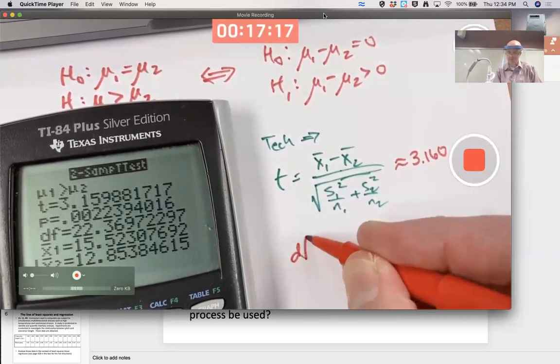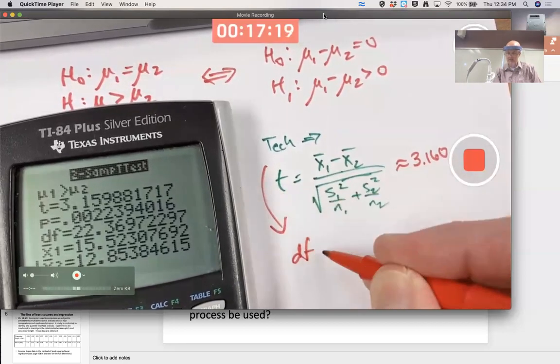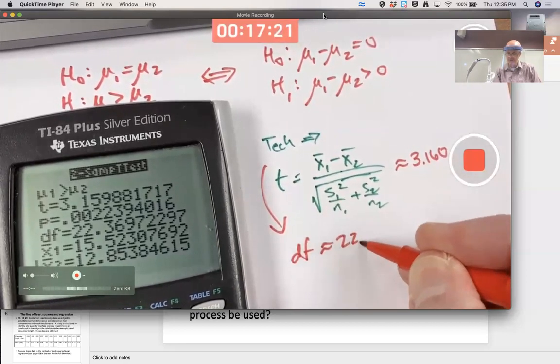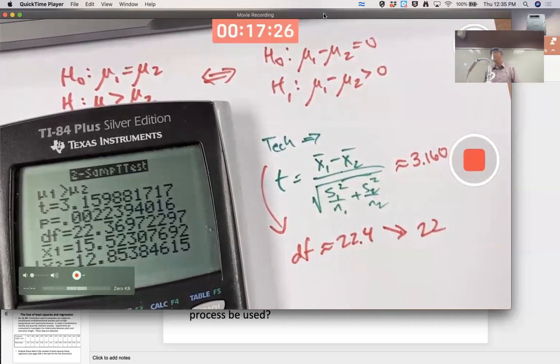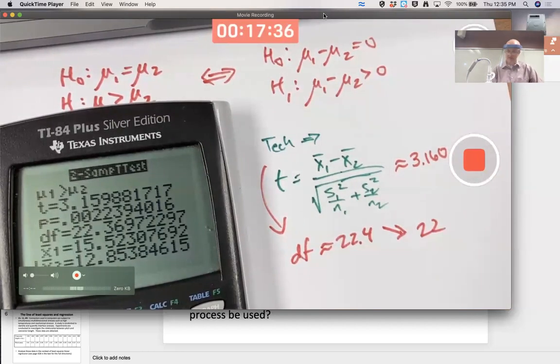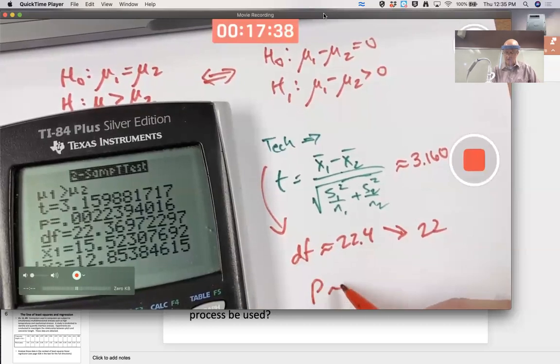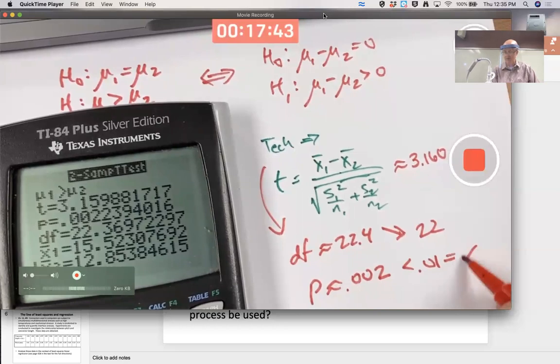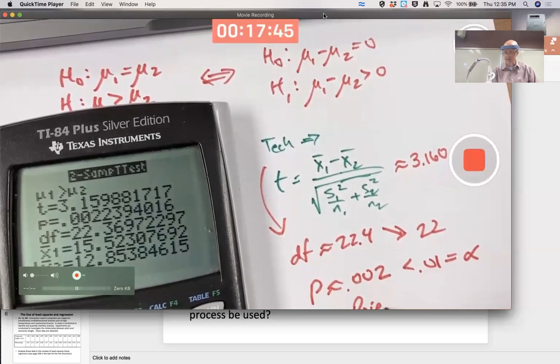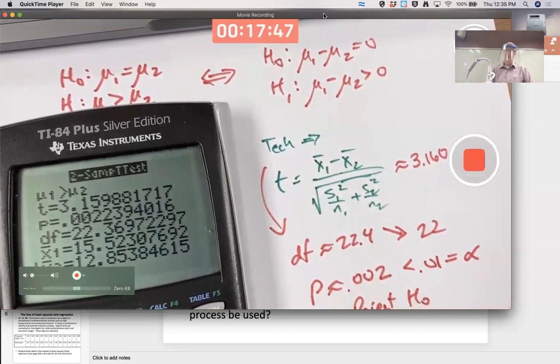The degrees of freedom from the calculator, also technology, is about 22.4, which you could round down to 22, say. And even if it were 22.6, I'd still recommend rounding down to 22 to play it conservative. The p-value is about 0.002, less than 0.01, which is the alpha. We're going to reject the null. So we are going to say the new process is better.